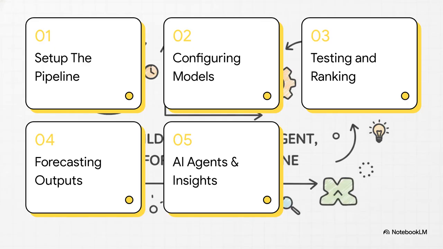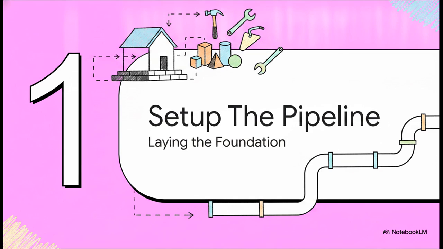Here is our architectural blueprint for today. We're going to build this chronologically. First, setting up the pipeline. Second, configuring the models. Third, testing and ranking those models. Fourth, forecasting and finding anomalies. And finally, number 5, AI agents and insights. Let's kick things off with Section 1, setting up the pipeline, laying the foundation.